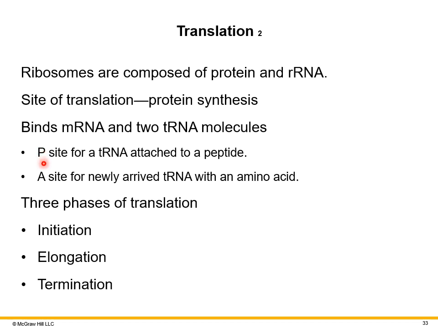There's 3 attachment sites on the ribosome. 2 of them are called the P site, where the tRNA is attached to a peptide, which is the chain of amino acids, and we have the A site for the newly arrived tRNA with an amino acid. The 3 steps or phases of translation are initiation, elongation, and termination.